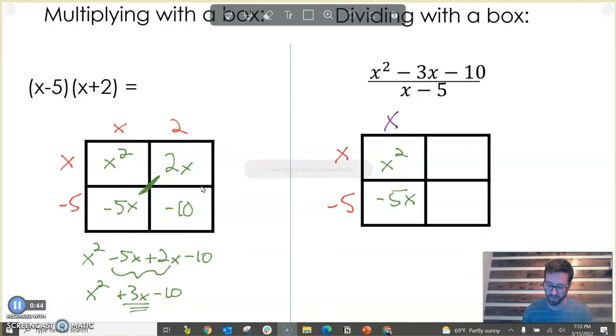And so hopefully you're saying, oh, well then this would have to be a 2x, because 2x plus negative 5x is negative 3x. And once you have that, we can fill out the rest of our box. 2x divided by x is 2, or you could think of it as what times x gives us 2x. And then, not that we really need it to finish dividing, but 2 times negative 5 is negative 10. So there is our quotient. Our quotient to this problem is x plus 2.